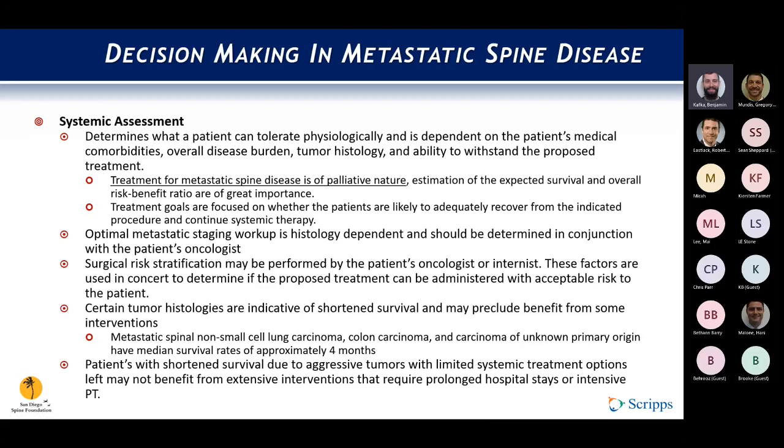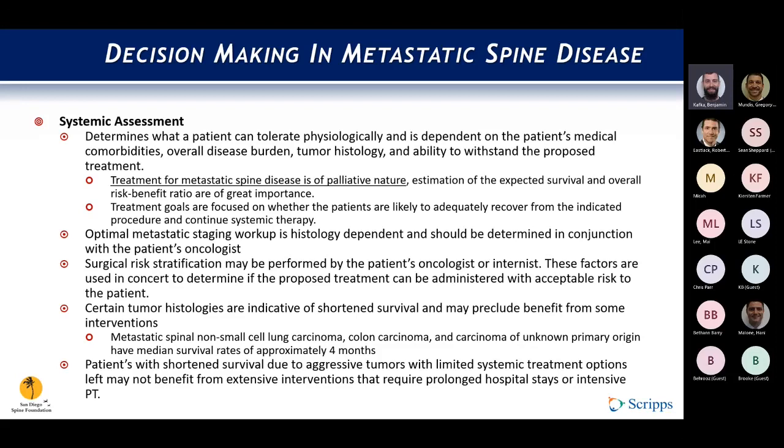Last is the systemic assessment. This is really just trying to determine what the patient can tolerate physiologically, and it's dependent upon the patient's medical comorbidities, their overall disease burden, their tumor histology, and their ability to withstand the proposed treatment. And again, in the vast majority of patients, treatment for metastatic spine disease is palliative in nature. You're not curing them of their underlying disease.